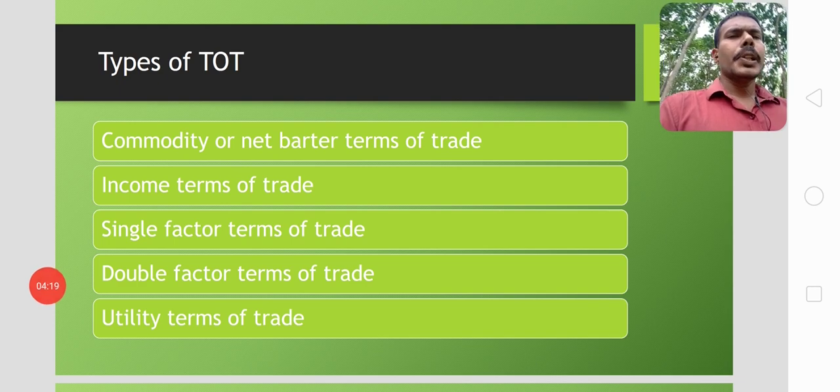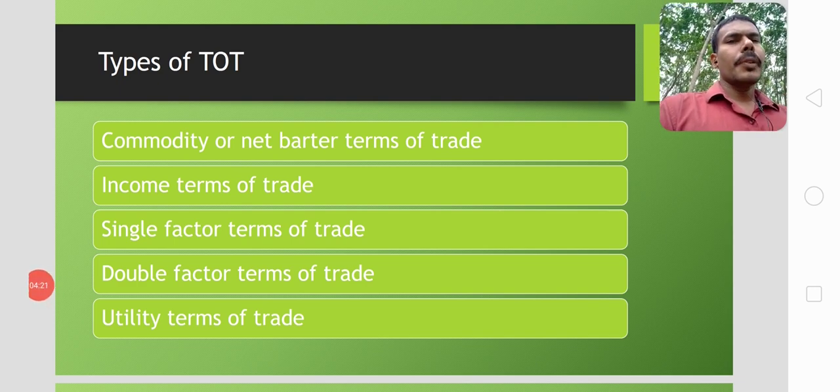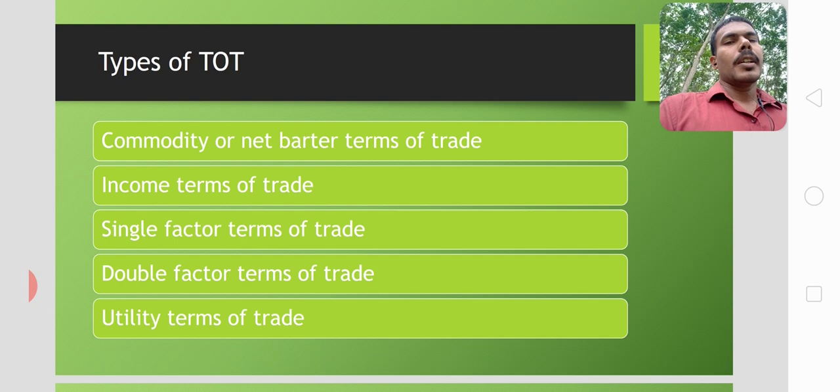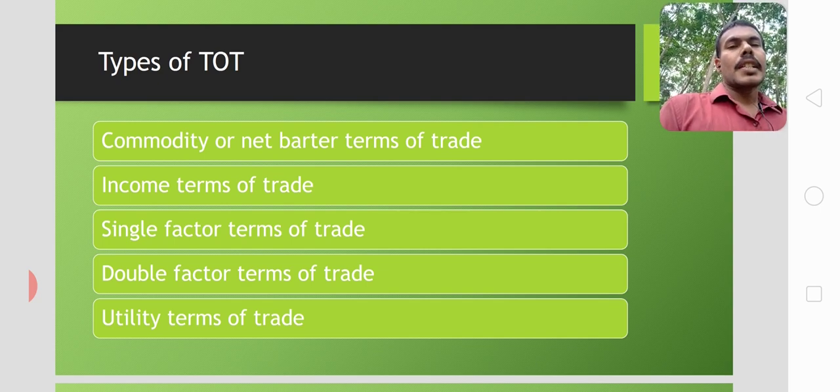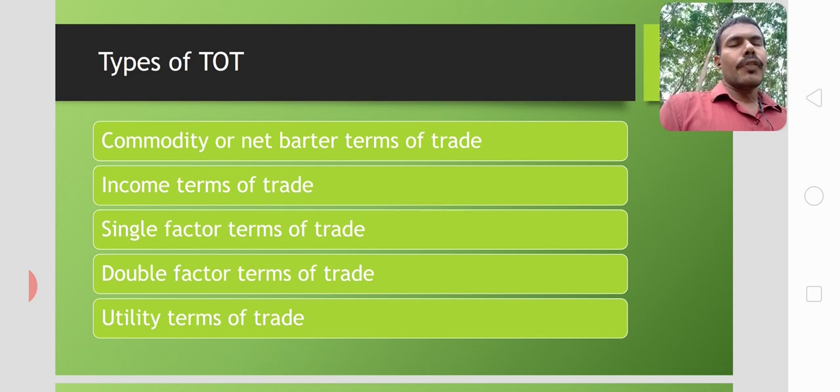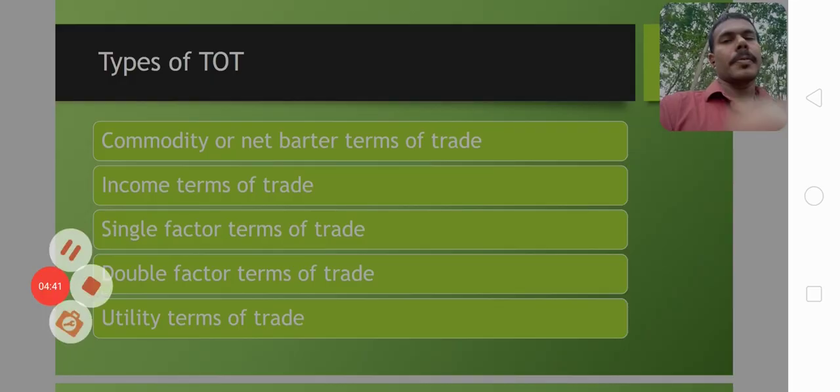So through this video I am going to look at the 5 types of terms of trade. First one is commodity or net barter terms of trade. Second one is income terms of trade. Third one is single factorial terms of trade. Fourth one is double factorial terms of trade, and fifth one is utility terms of trade.